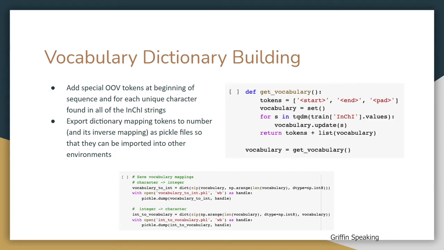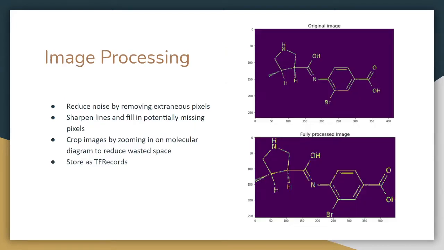Once we had this fixed vocabulary, we were able to turn it into a dictionary, which will allow for quick tokenization of characters and will let us seamlessly map from characters to numbers or numbers to characters. These dictionaries were then saved as pickle files so we could move them around to our different environments.